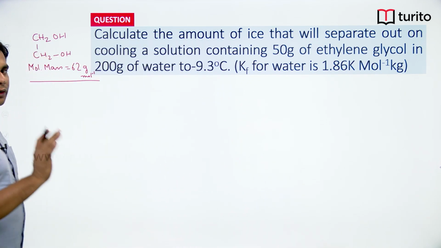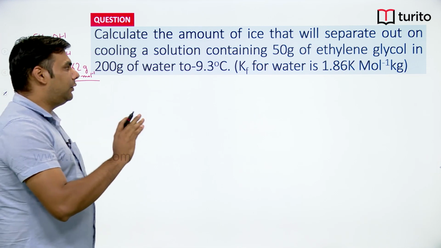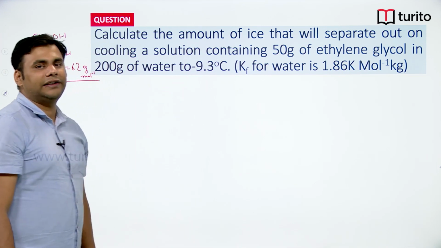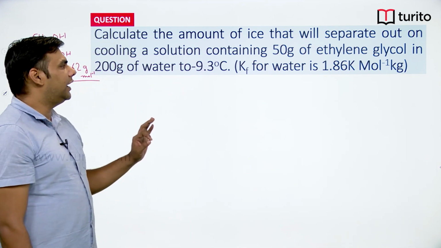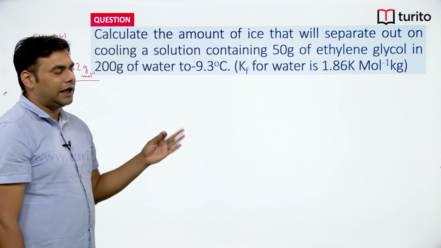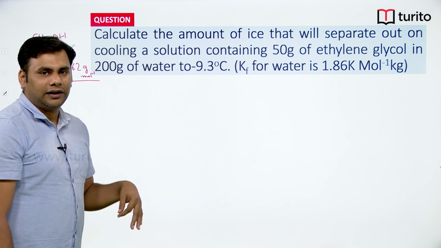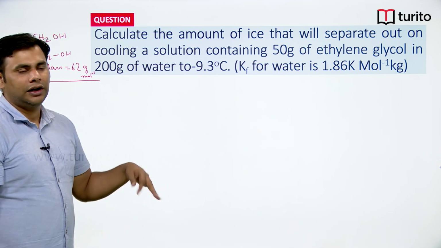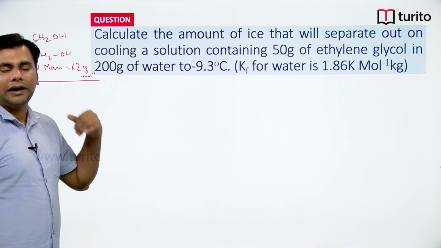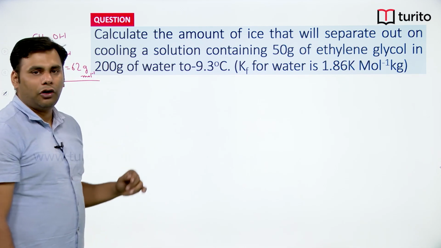First, just forget about this data, minus 9.3 degrees Celsius. What we are doing is taking 50 gram of ethylene glycol and dissolving it in 200 gram of water. So let us check the freezing point of this solution when 50 gram of ethylene glycol is added to 200 gram of water.